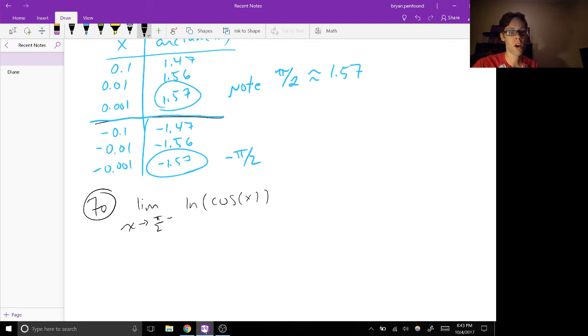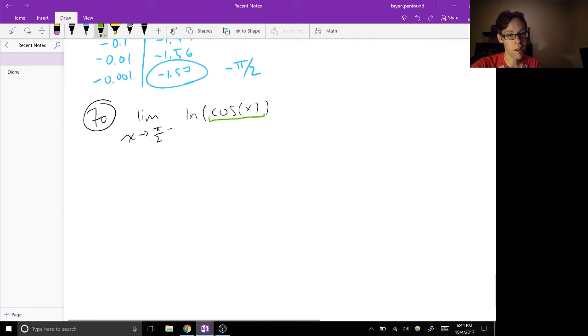Maybe we can work with the cosine part first. So maybe I can work just with this, and I can figure out what's happening with cosine as I get close to π/2 from the left. And then maybe that'll tell me what's happening with the natural logarithm function as I'm getting close to π/2 from the left.